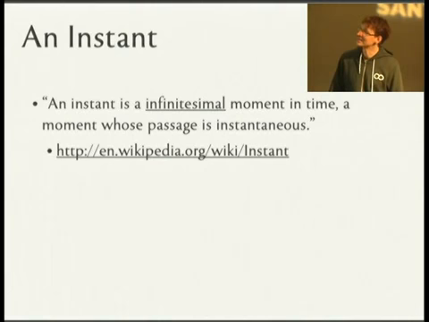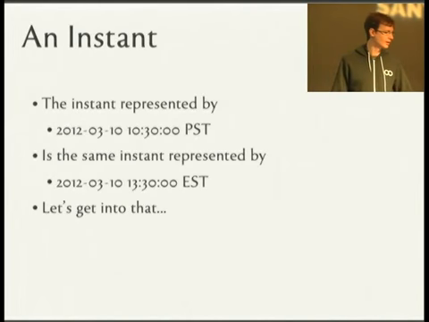So Wikipedia says an instant is an infinitesimal moment in time. I think it's a fairly intuitive definition. Most people know what we mean by an instant. So an instant would be represented by, say, 10:30 a.m. here on the West Coast, and the same instant would be represented by 1:30 p.m. in Toronto, where I came from. They're different representations of the same instant.